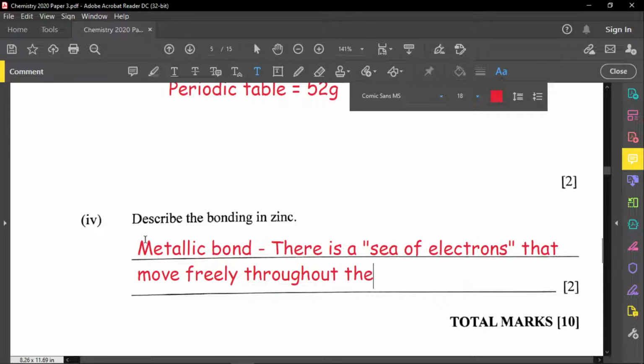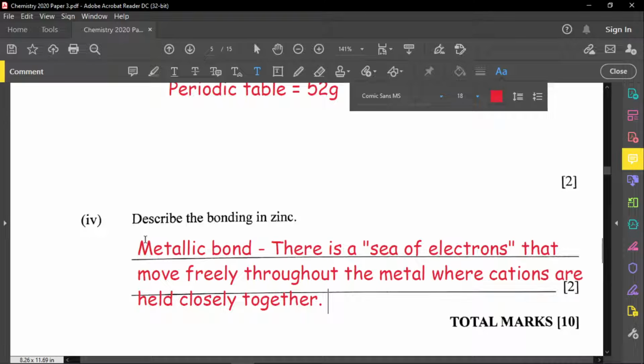Throughout the metal, and in that metal you have cations, which are held closely together. All I'm doing right here is describing what a bond is.